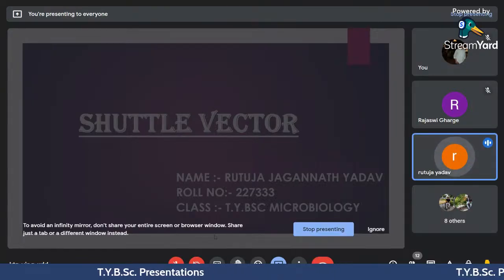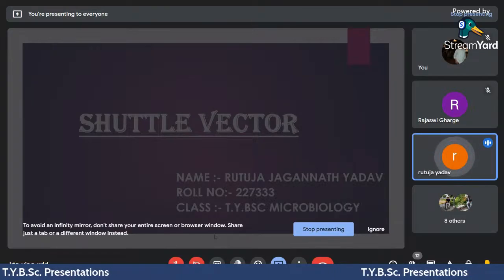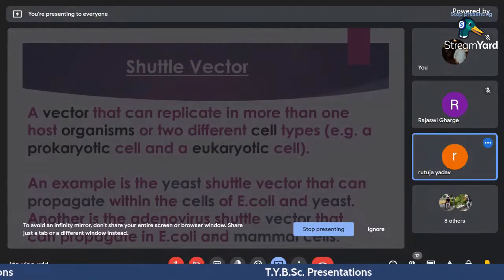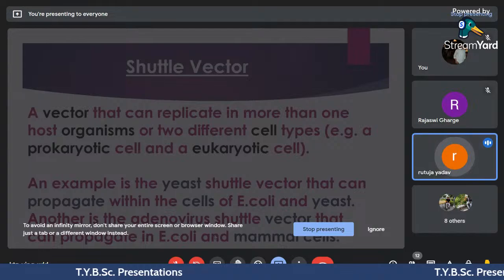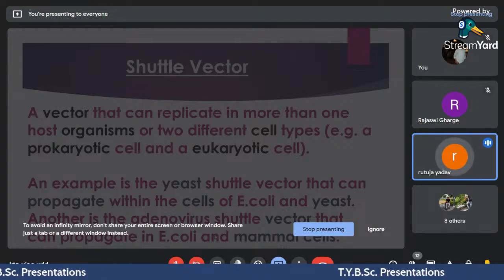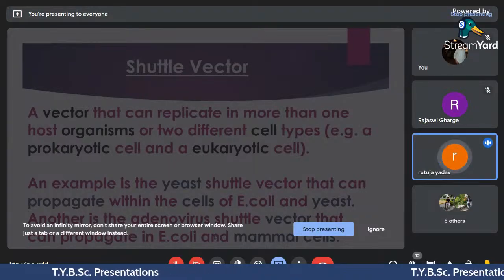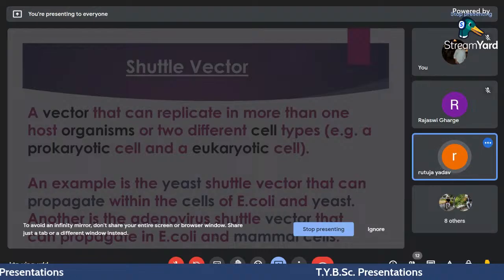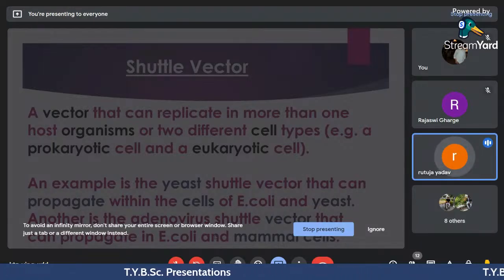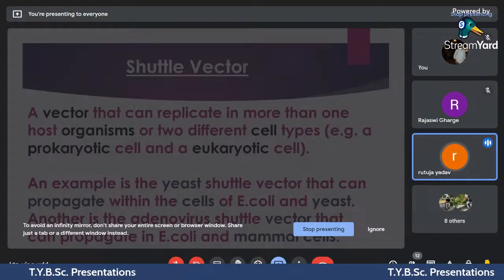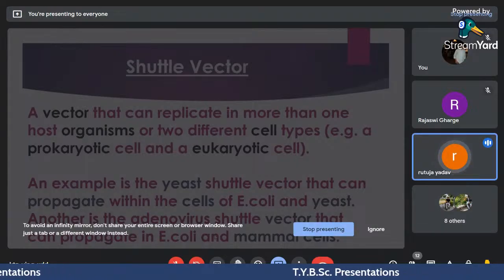My name is Rutuja Jagan Yadav and my presentation topic is shuttle vector. A vector that can replicate in more than one host organism or two different cell types is known as a shuttle vector, for example a prokaryotic cell and a eukaryotic cell. An example is a yeast shuttle vector that can propagate within the cells of E. coli and yeast. Another is the adenovirus shuttle vector that can propagate in E. coli and mammalian cells.